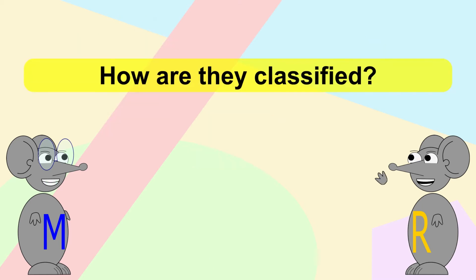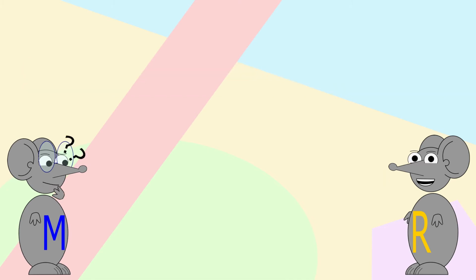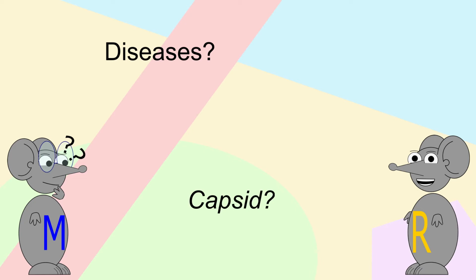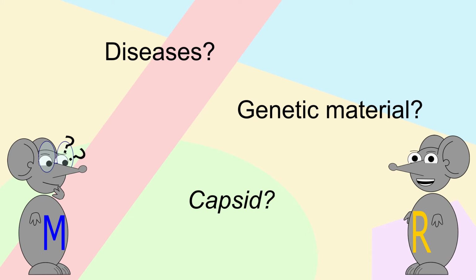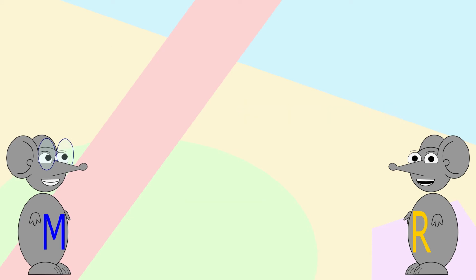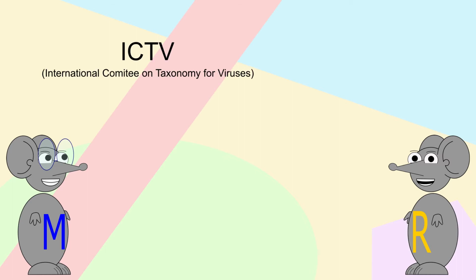Now, let's see how viruses are classified. How do you think scientists classify viruses? Maybe by the diseases they cause? Maybe by their capsid composition? Or is it the process of genetic material replication? Currently, viruses are classified using a combination of the ICTV and Baltimore classification systems.